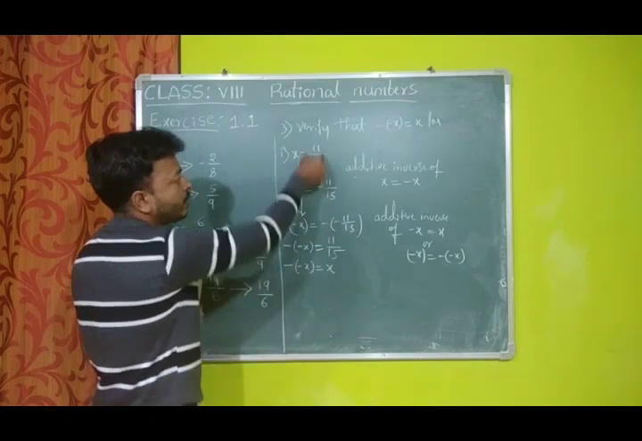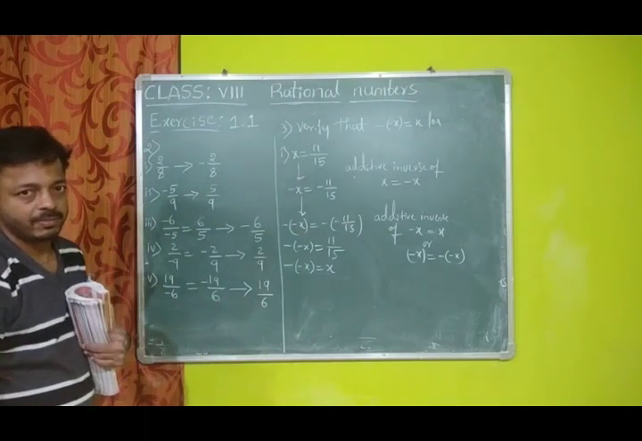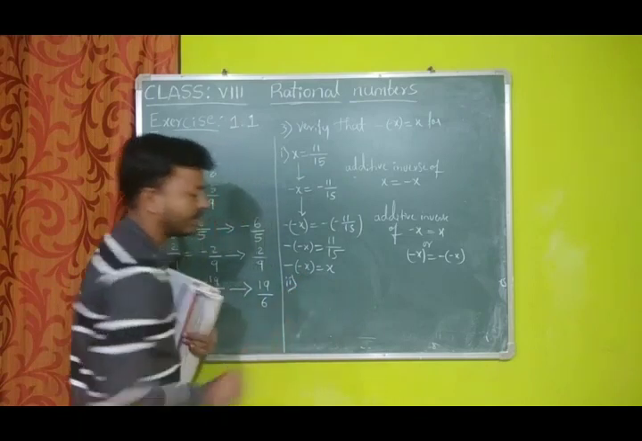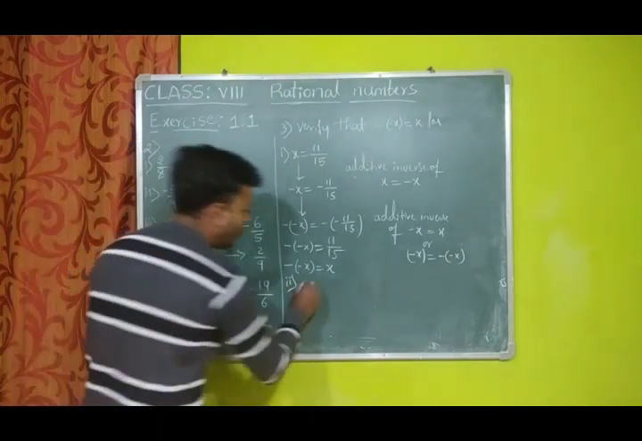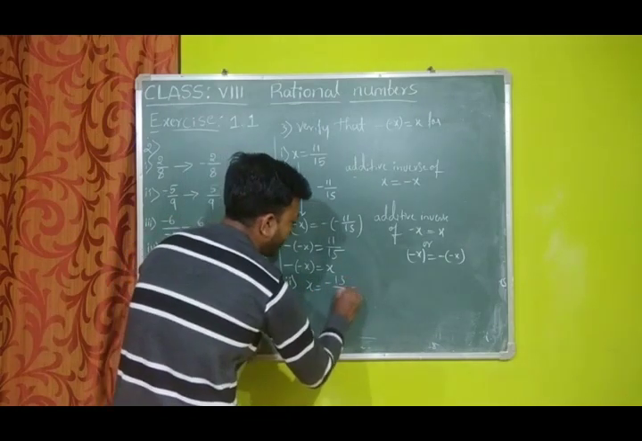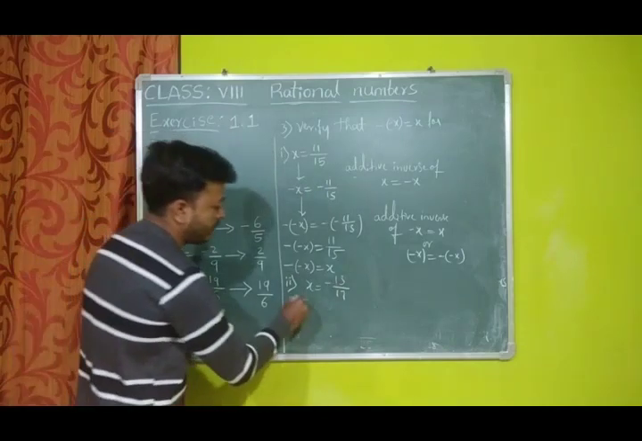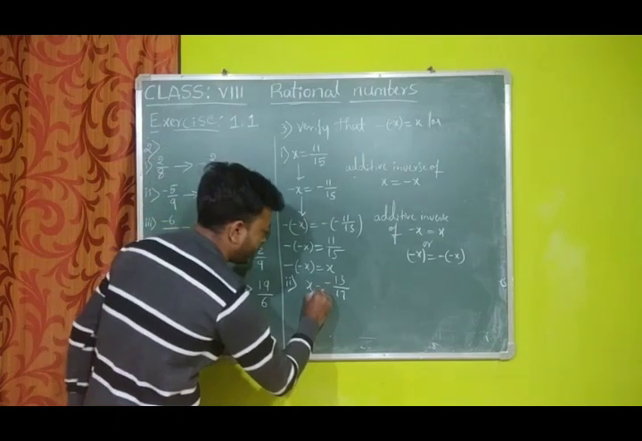And 11 by 15 means what? X it is. Minus of minus x is x. 11 by 15. And the second one is also the same as it is. Same. You can use that additive inverse property, or directly you may solve it. X equal to minus 13 by 17. Just you have to multiply the minus on both the sides.